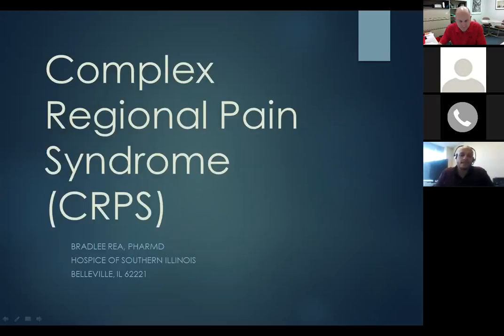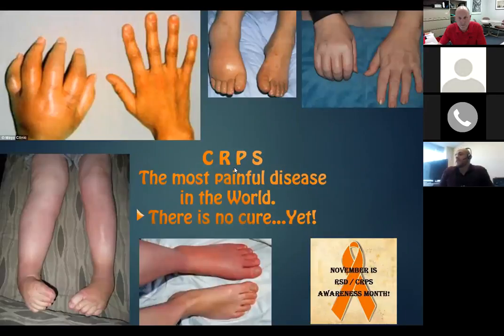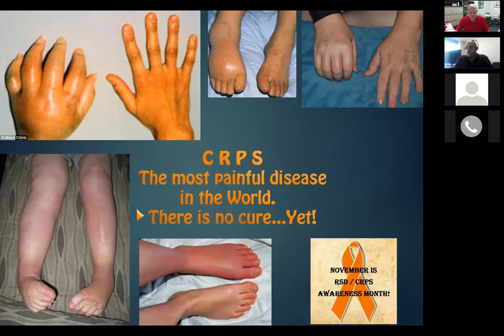As you said, I'm going to be talking about complex regional pain syndrome, or CRPS. One of the reasons why I chose this condition in particular is because November is actually Complex Regional Pain Syndrome Awareness Month. So I think it's a good lead into why I would choose this topic. And you can see from the pictures here, it is a disease that does cause physical malformations in chronic cases, which can be extremely detrimental to patients' quality of life.